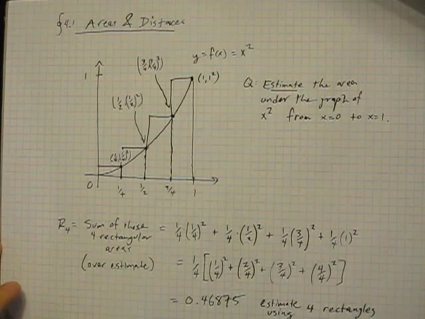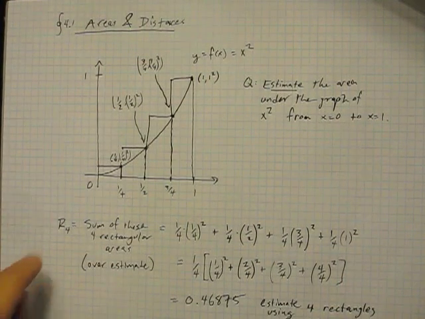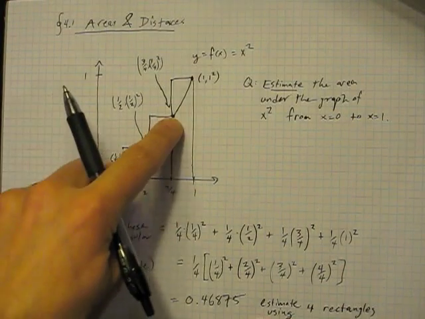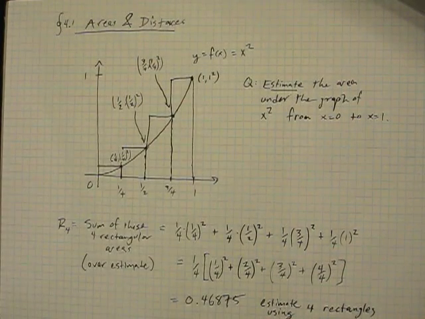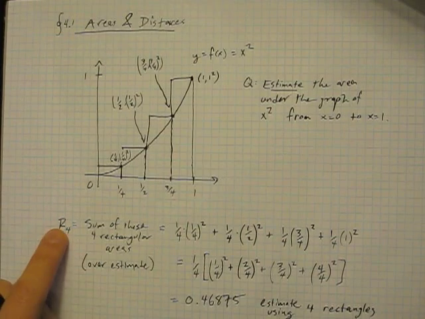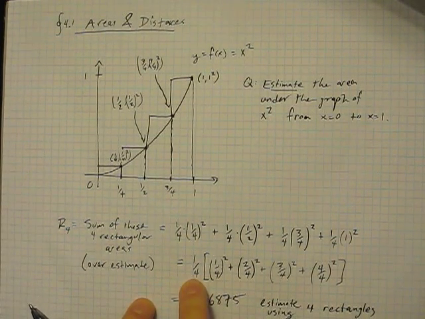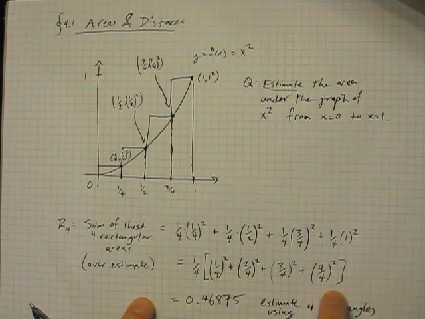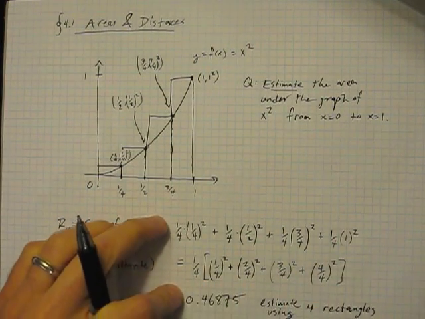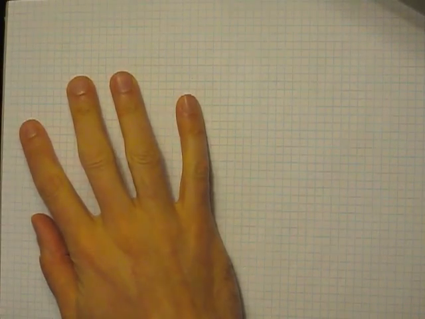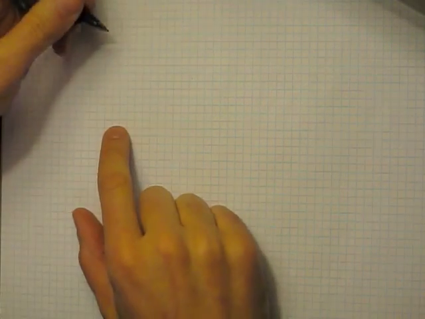All right, so this is an estimate using 4 rectangles, and they're rectangles that have their right endpoint on the graph. Okay, so this is right rectangles, 4 of them. Okay. Now, the reason why I point this out is because we could make this much more precise here. We could try something a little bit more extreme. We could try using 8 rectangles.